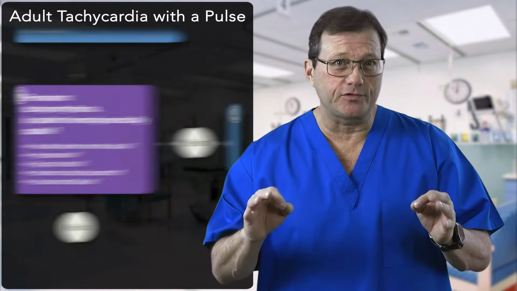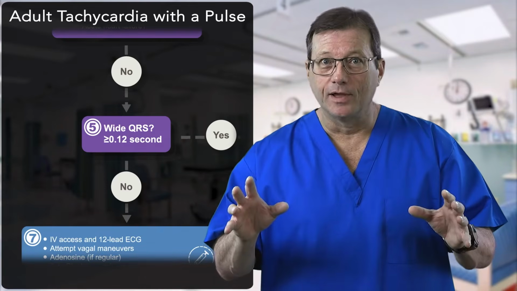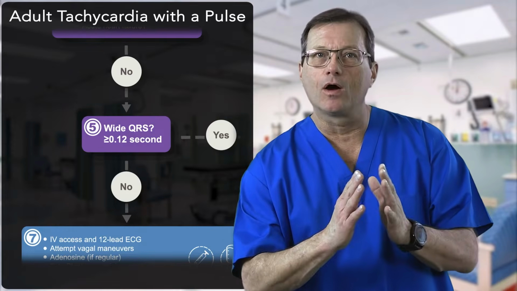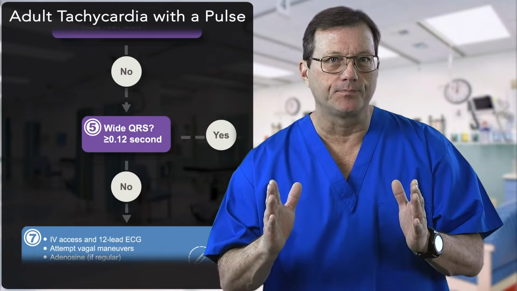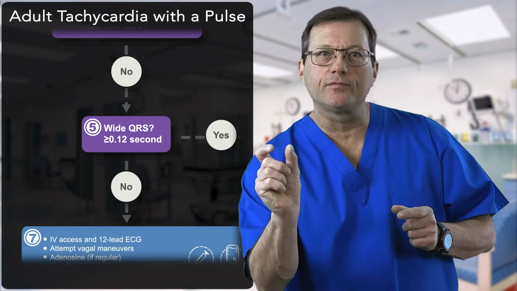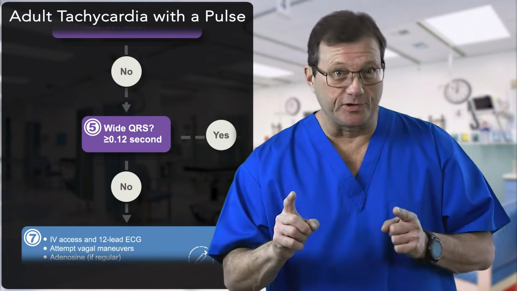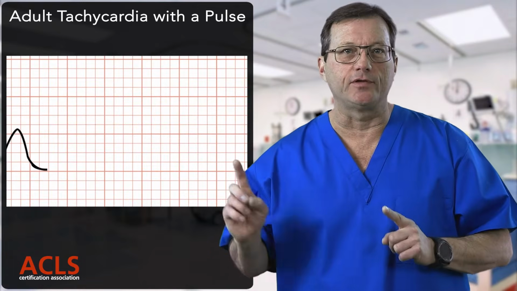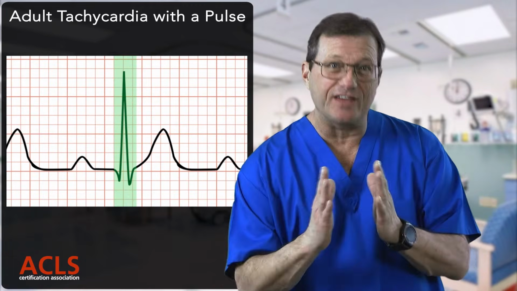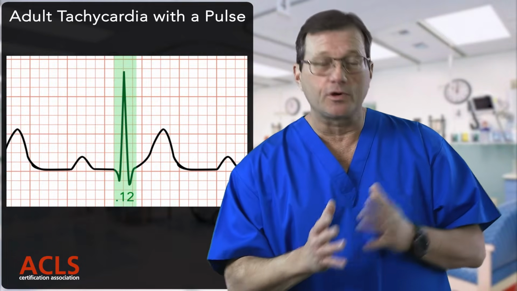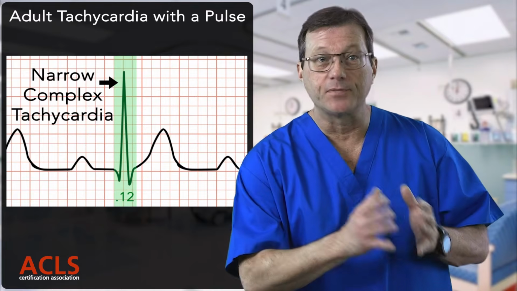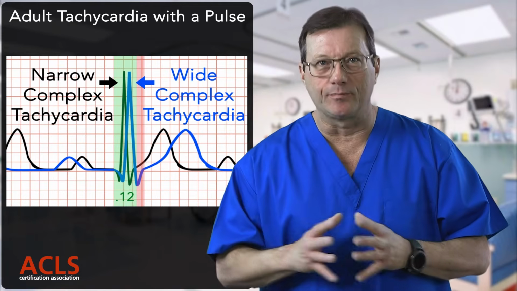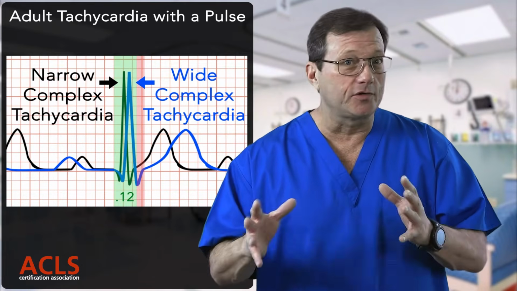Now, if your patient is stable, we've got a little wiggle room. So at this point, we're going to look at the complex itself and determine, is this a narrow or a wide tachycardia? The distinction is the width of the QRS, specifically 0.12 seconds. Looking at your ECG tracing, if the QRS is less than 0.12 seconds, we call that a narrow complex tachycardia. If it's greater than 0.12 seconds, that makes it a wide complex tachycardia, and that changes our approach to our drug administration.